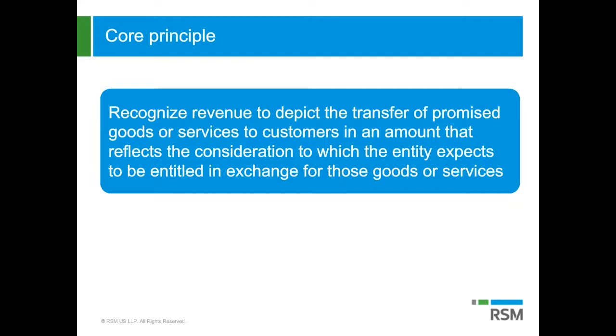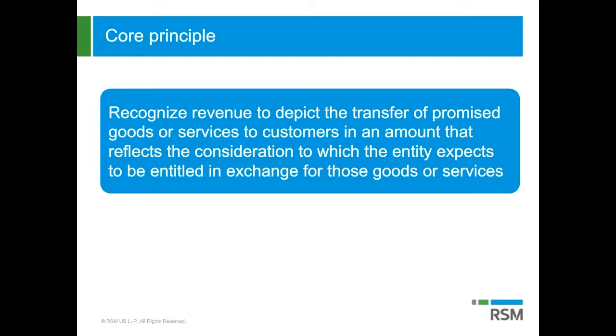So from a core principle standpoint, what they laid out here is that you would recognize revenue to depict the transfer of promised goods or services to customers. And that's based on the transfer of control of those promised goods or services. When you transfer control, that's when you recognize your revenue. Now the amount you recognize would be the amount that reflects the consideration an entity expects to be entitled to. So it's not the amount an entity expects to collect necessarily, it's the amount they expect to be entitled to, which could be more than what they expect to collect. And we'll talk about collectability when we talk about step one shortly.